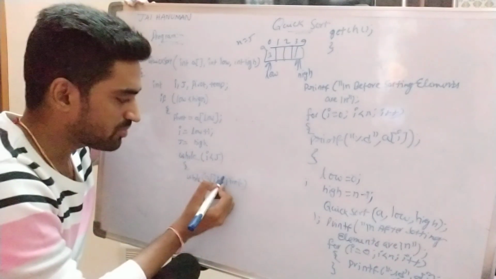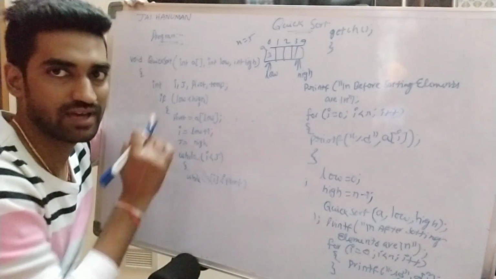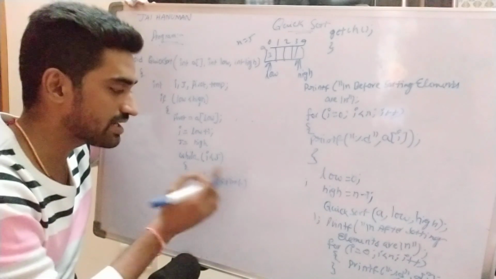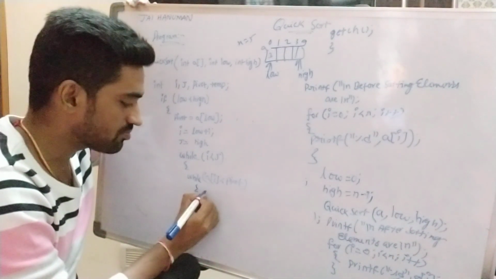To avoid that situation, I am writing these statements. Or suppose simply here I write a of i less than or equal to pivot, there is no need to increment the i value, right? So here I am writing while a of i less than pivot, we can increment which value? The i value, i plus plus.